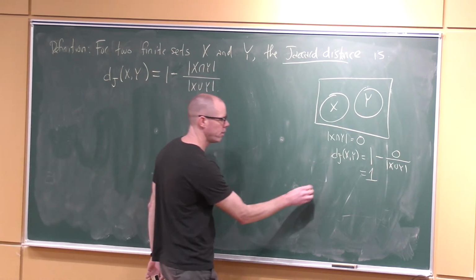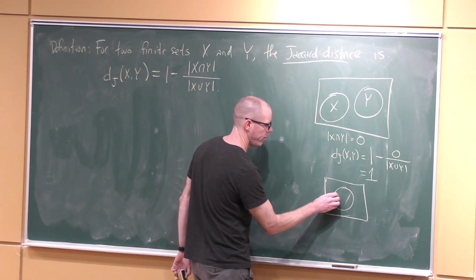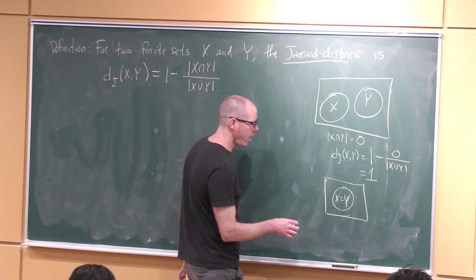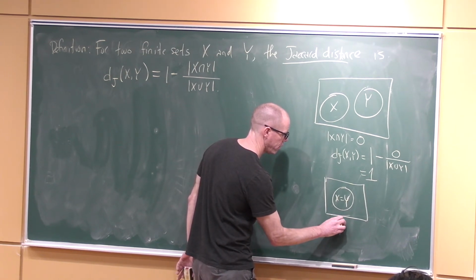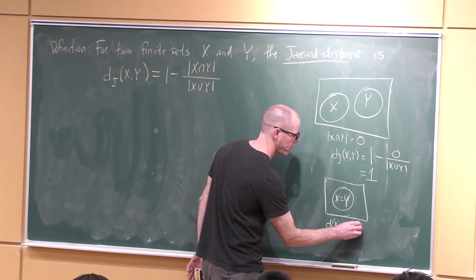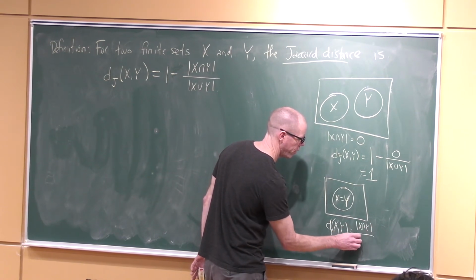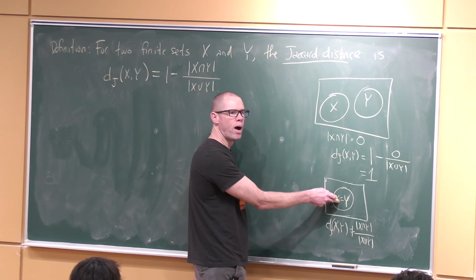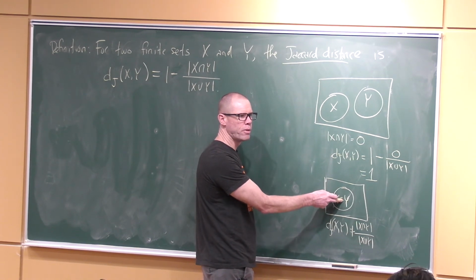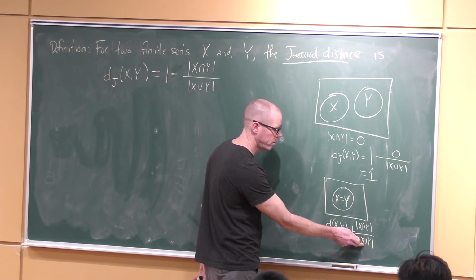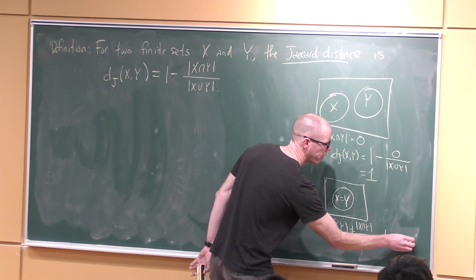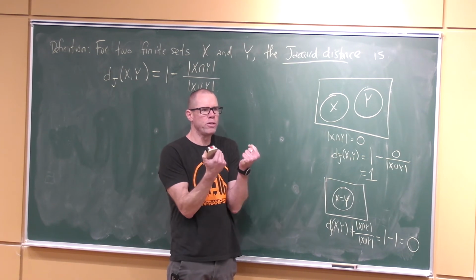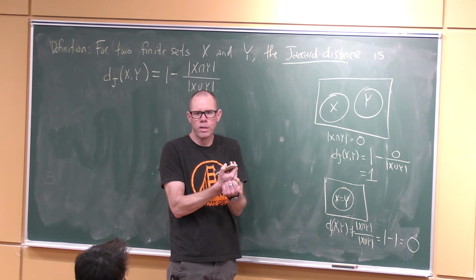On the other hand, if I have x and y, and they contain exactly the same elements, then the Jaccard distance is 1 minus x intersect y over x union y. Well, the intersection of x and y is this whole set, and the union of x and y is also the same set. So the second term is a 1 here. So this is 1 minus 1, which is 0. And that's what we would like. If we're talking about the distance between these two sets, if they're exactly the same set, then the distance should be 0.